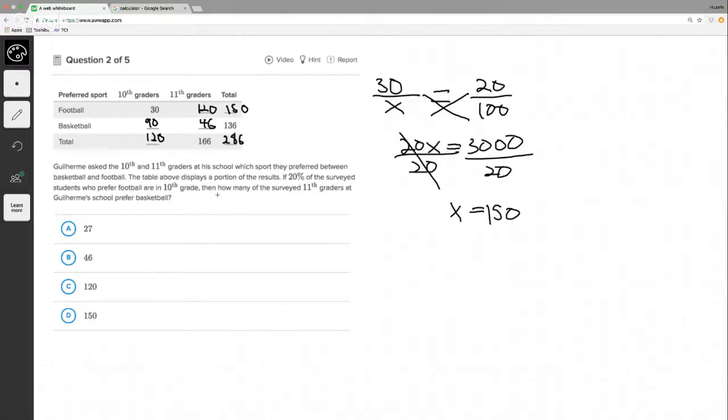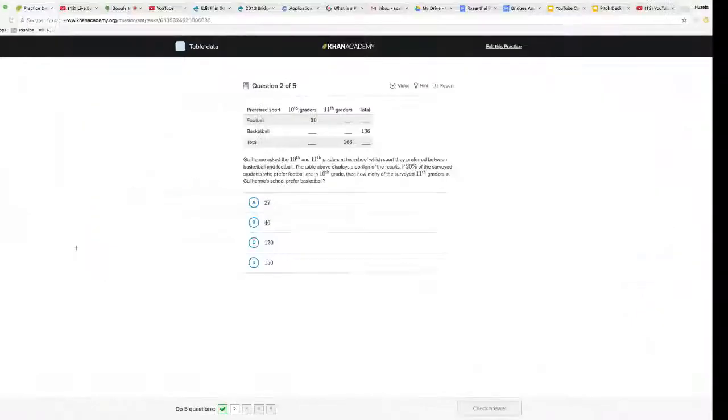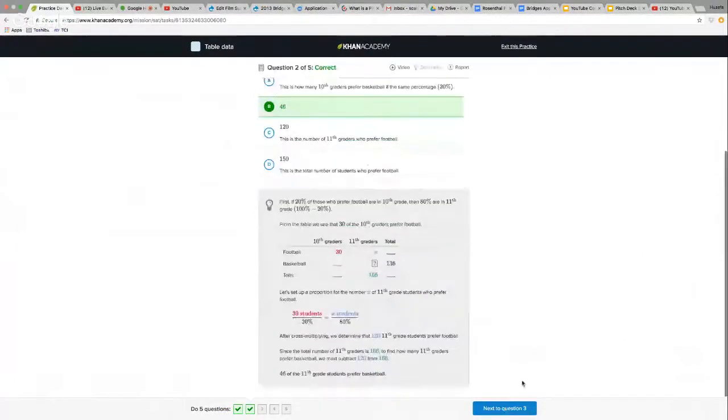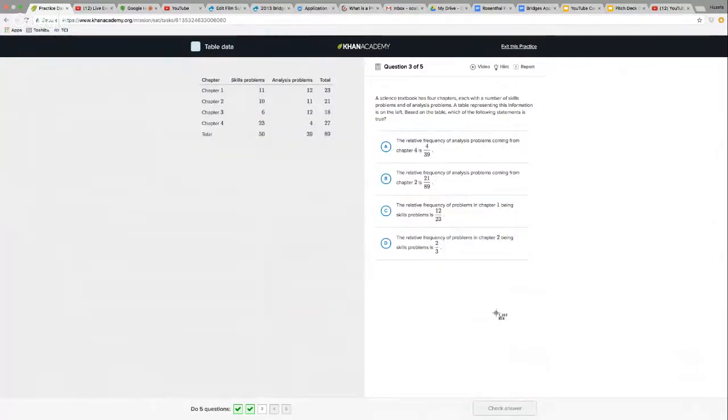Now it says, how many of the surveyed 11th graders preferred basketball? So it looks like we should have 46. And 46 is right here. If I've done all my calculations correctly, this should be good to go. And it was correct. It's a pretty lengthy problem. These are pretty lengthy problems.